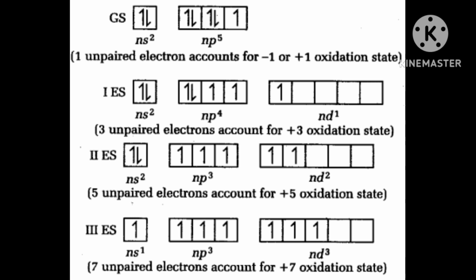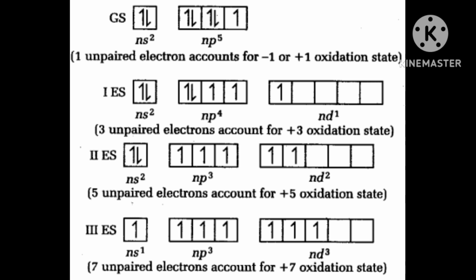Then 3 orbitals have a single electron. Already 1 was unpaired. Now after the excitation 1 went to the d. Now in py 1 remained, and already in pz 1 was there, and now d 1 is there. Now it became 3 unpaired electrons. These 3 unpaired electrons account for the +3 oxidation state, because they can lose these 3 electrons. Hence +3 oxidation state is possible.